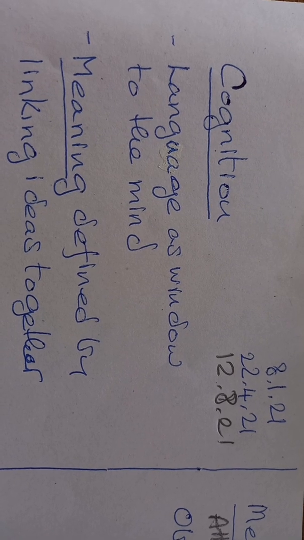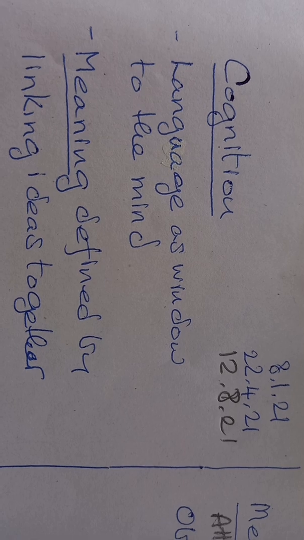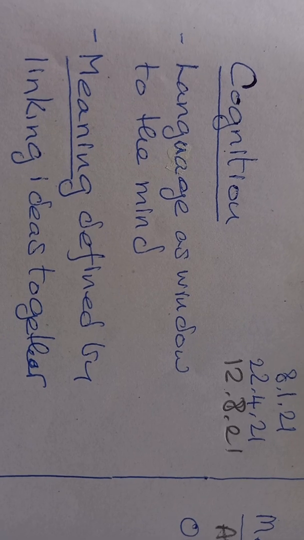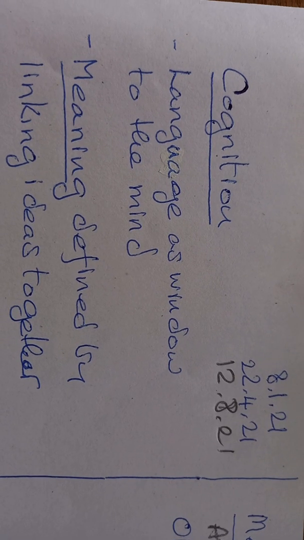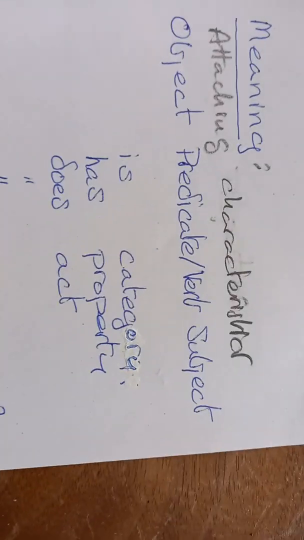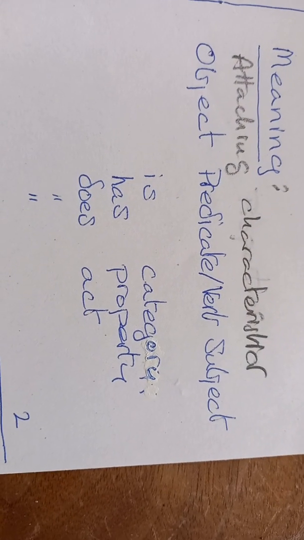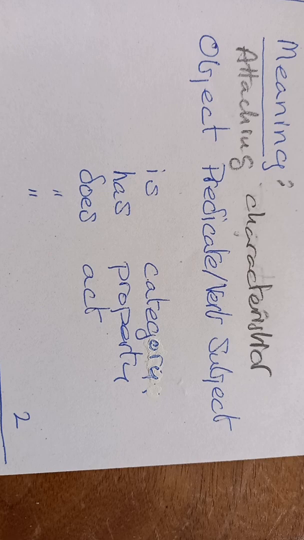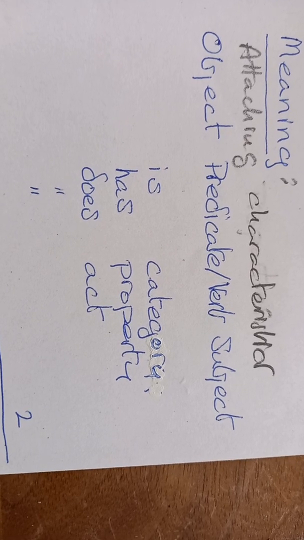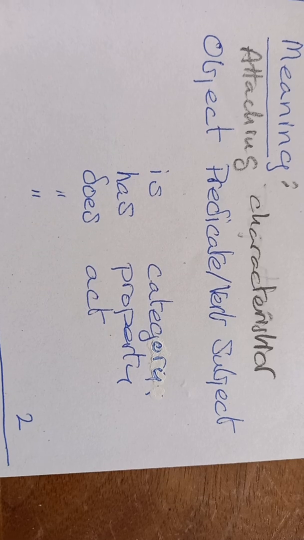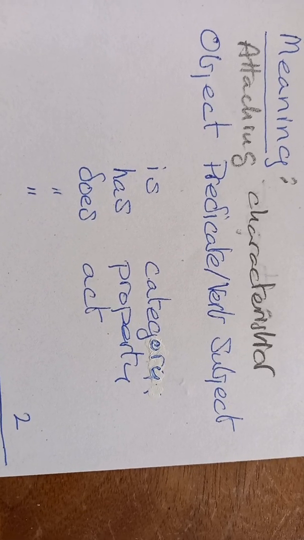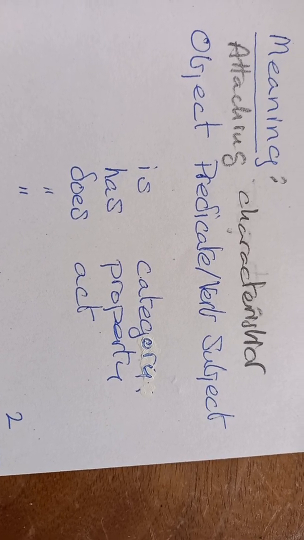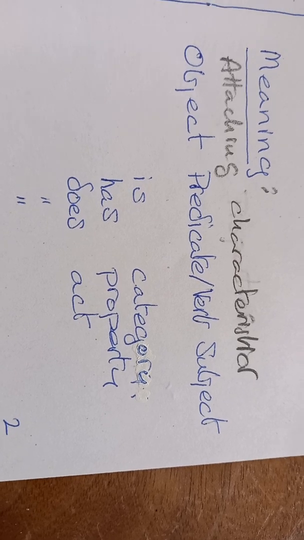And meaning as such is always defined by linking different ideas and concepts together. You can see this when you look at a dictionary. A word is usually defined by other words. And how are they linked together? How is this meaning generated? There are different ways. Also, you've got this object, predicate, and subject structure, and it can be linked together in the form of categories, or giving properties to the object, or defining the acts that the object does. And so it's basically about attaching characteristics to an object as the way of defining meaning.